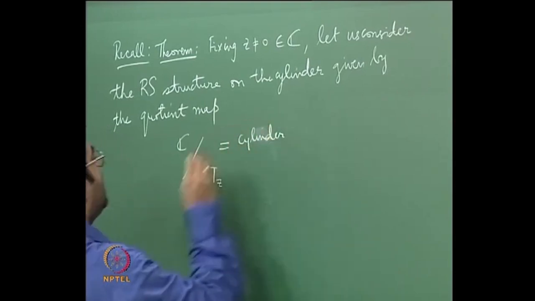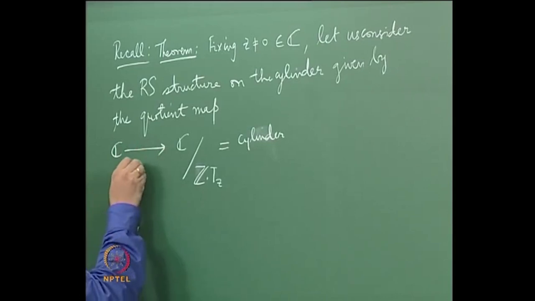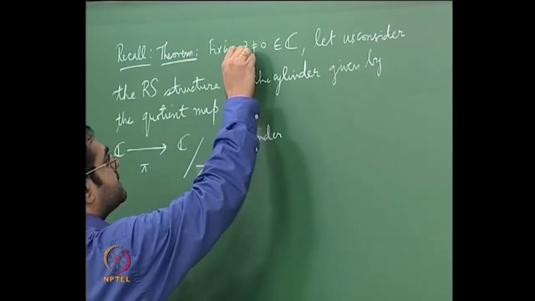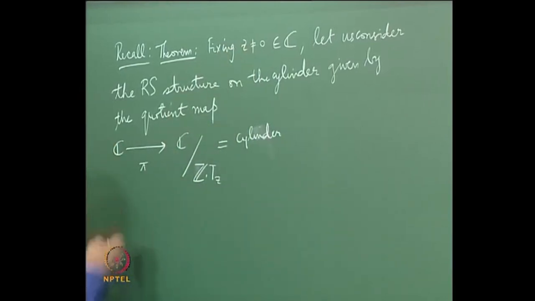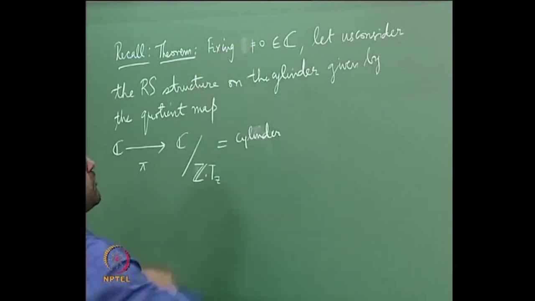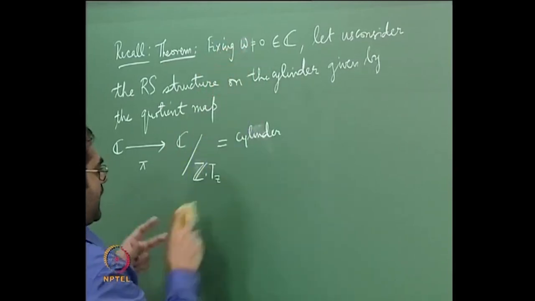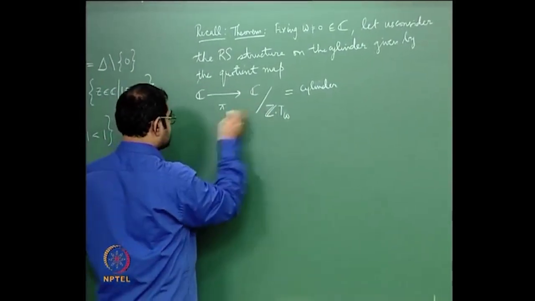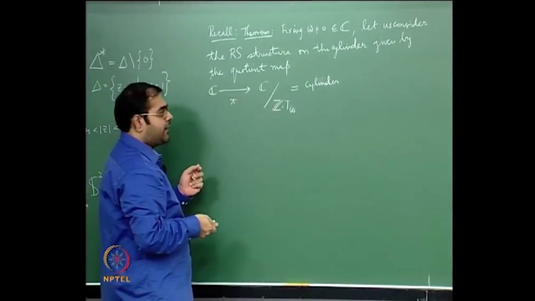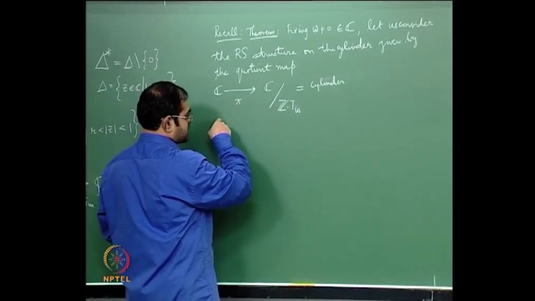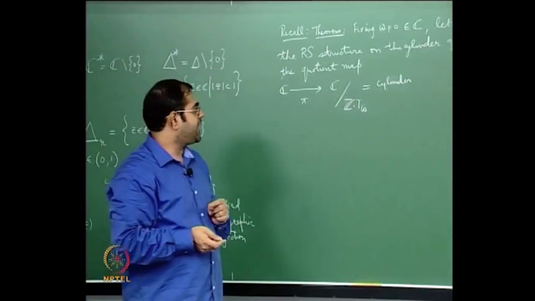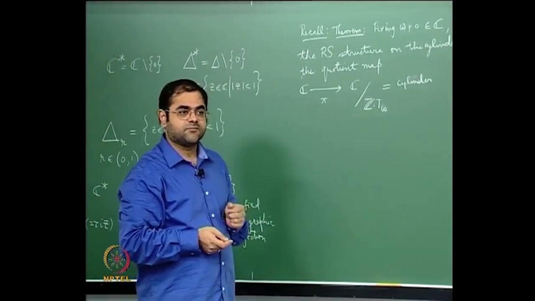So this is the quotient map. Let me call the variable here omega, and let me call this T sub omega. So you have the map, the natural quotient map. And what is the quotient map? You send every complex number to its equivalence class under the action by the group of translations by integer multiples of omega.